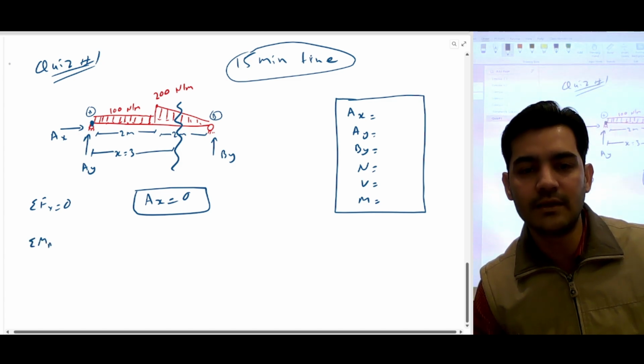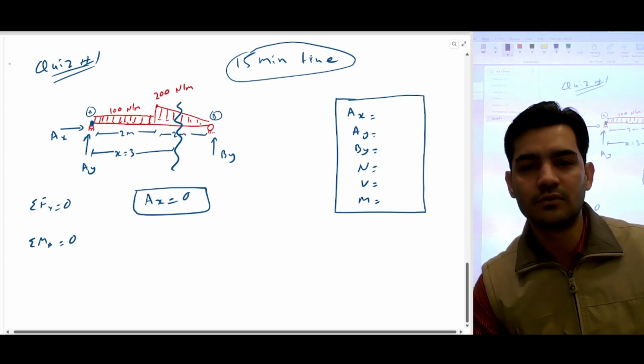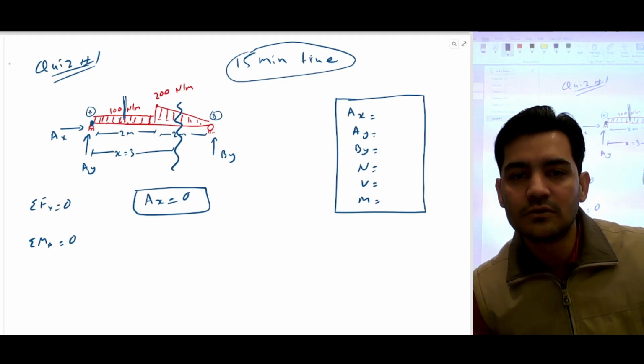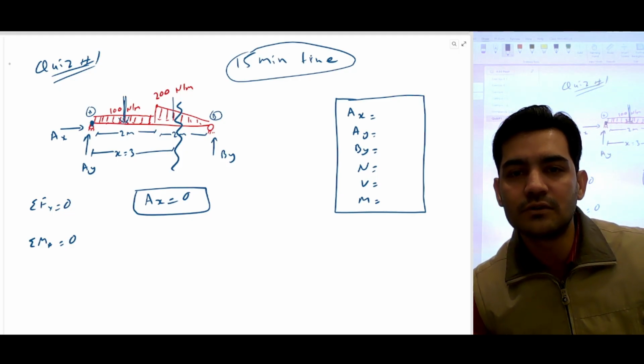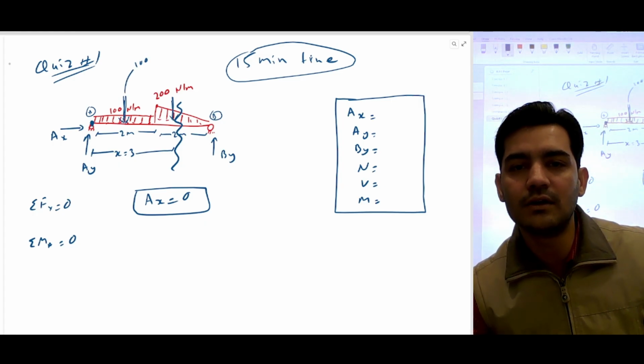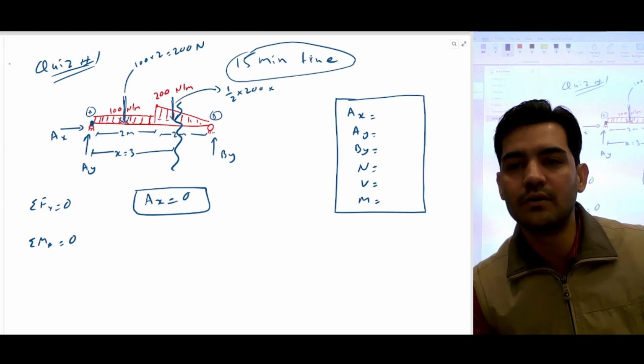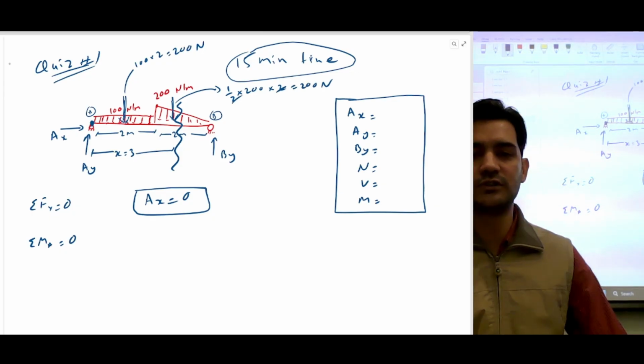Summation of moment at A is equal to 0. So this is 0, this is 0, and we have to calculate the resultant force. This is the resultant force. This is the resultant force. This force would be 100 into 2, which is 200 Newton. This force would be half into 200 into 2, which is 200 Newton. So both the forces are 200 Newton.